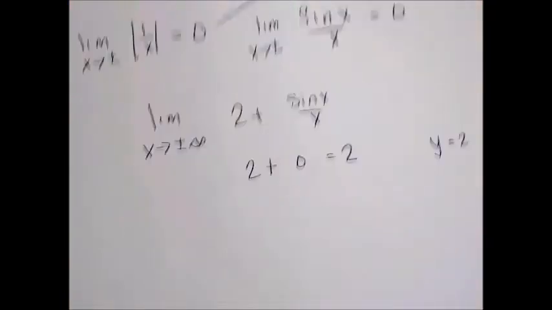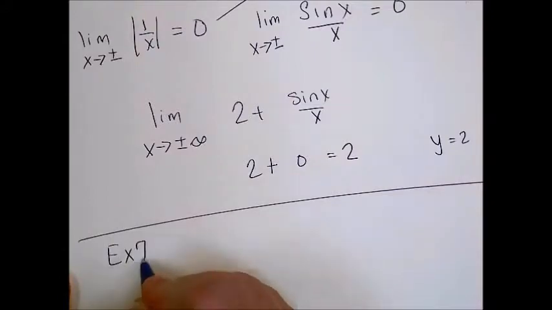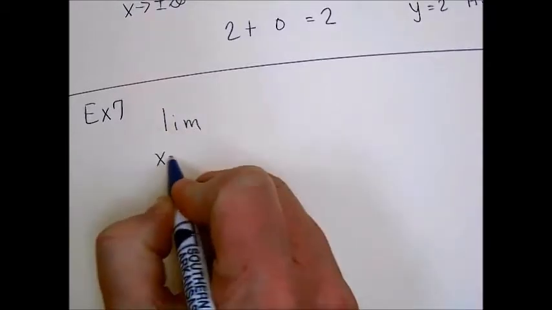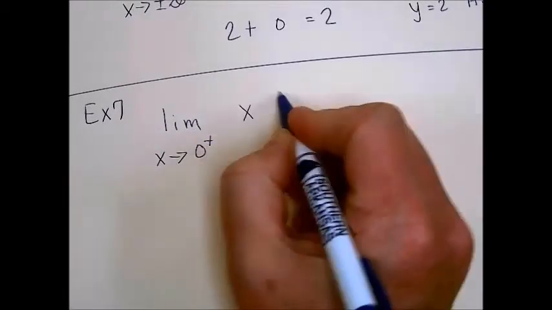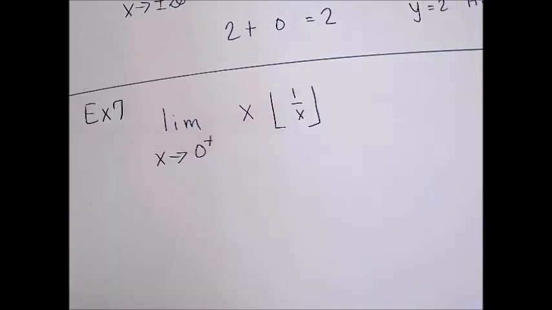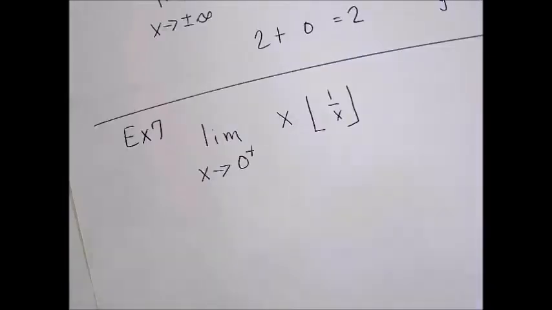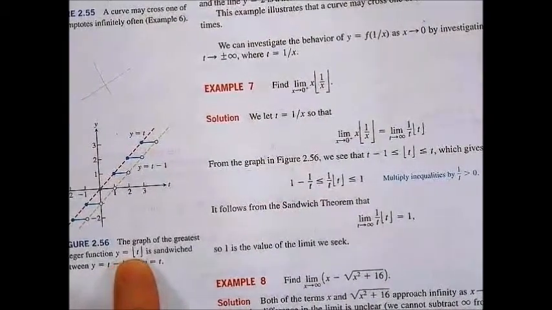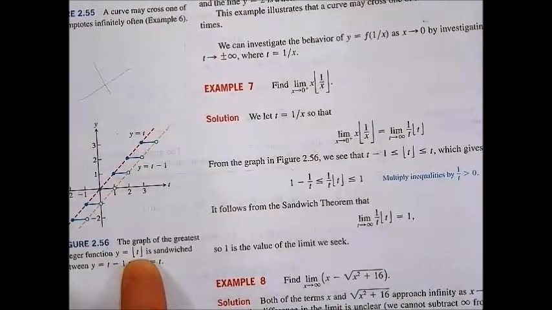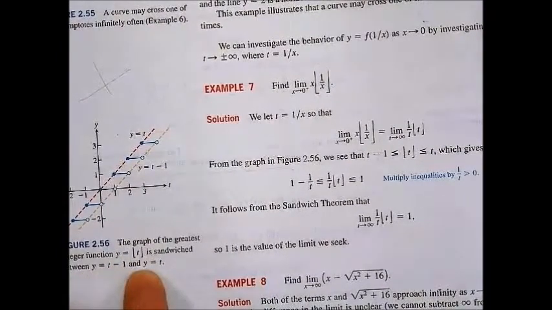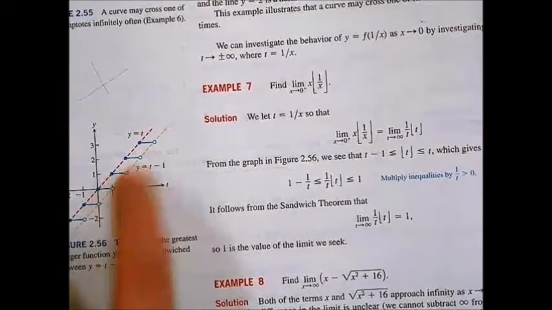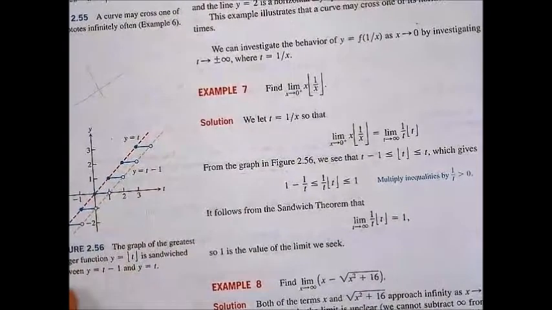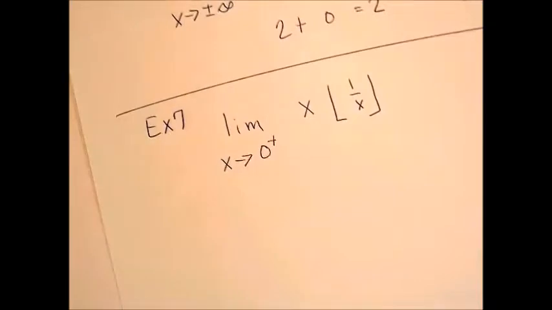Now, example 7 is the step function. It's finding the limit as x approaches 0 from the right of x times the greatest integer of 1 over x. Now, I want you to look in your book on page 90 at this graph. The graph of the greatest integer function, y equals the greatest integer of t, is sandwiched between y equals t minus 1 and y equals t. Y equals t is this line, y equals t minus 1 is here, and we see our function is the blue.